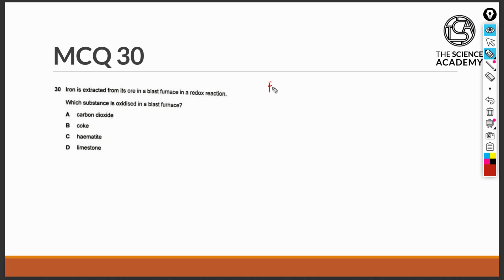Apart from hematite, which is going to be iron ore, having a molecular formula of Fe2O3, there are two other materials added to the blast furnace. The first being coke, or just carbon, and limestone, which has a formula of calcium carbonate, CaCO3.